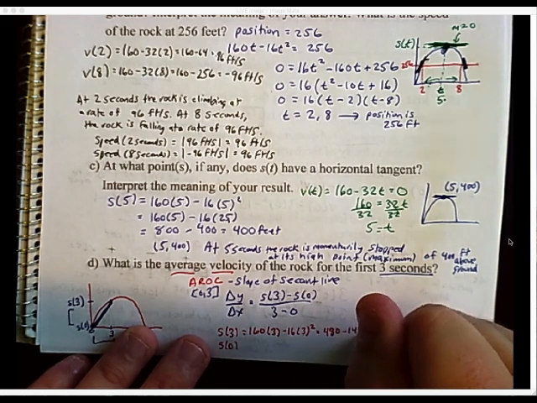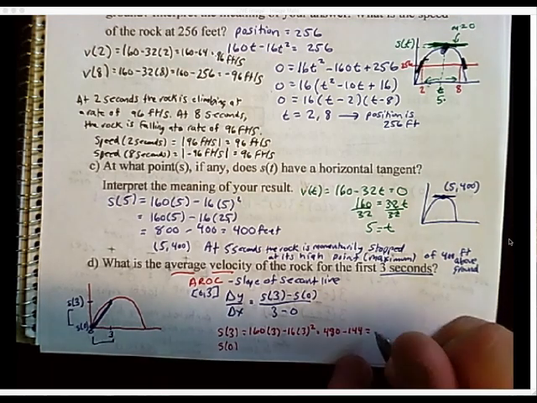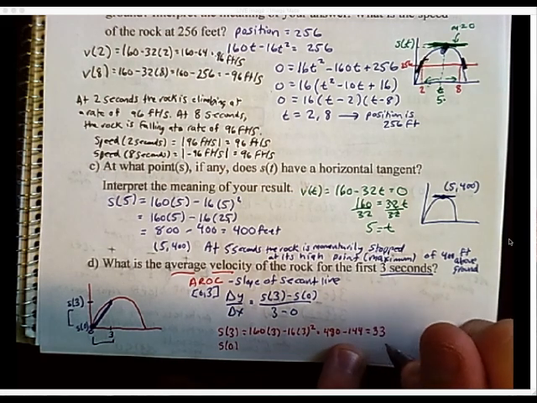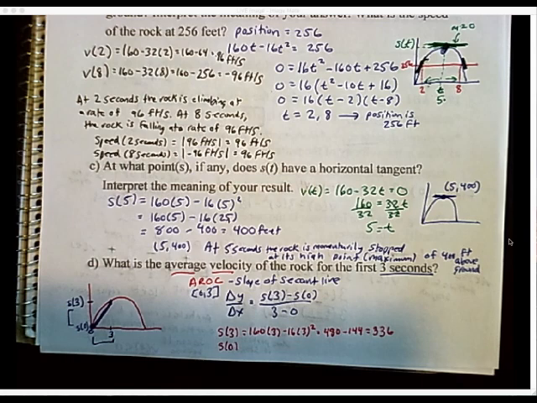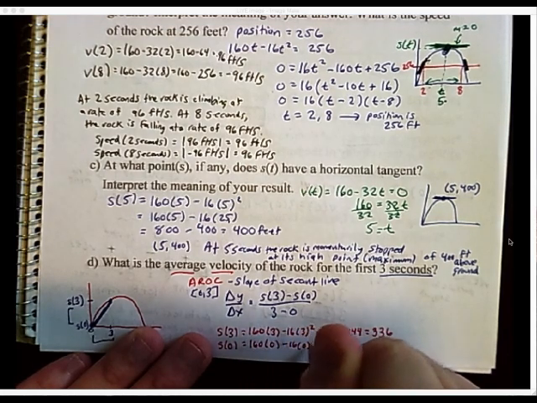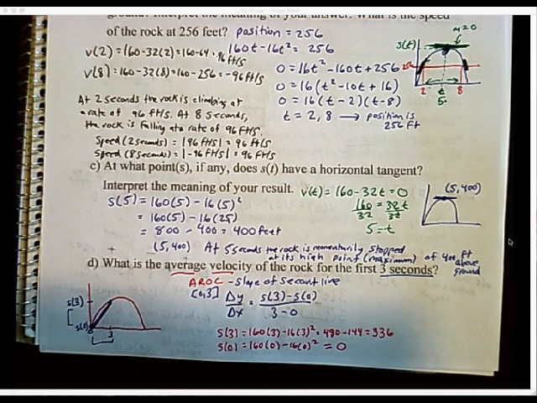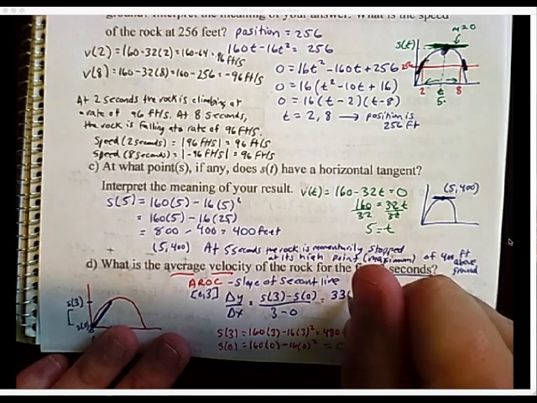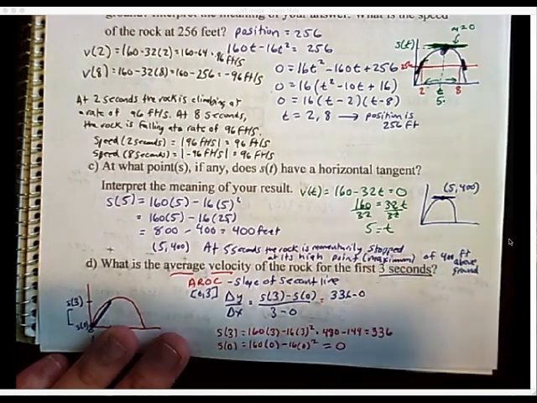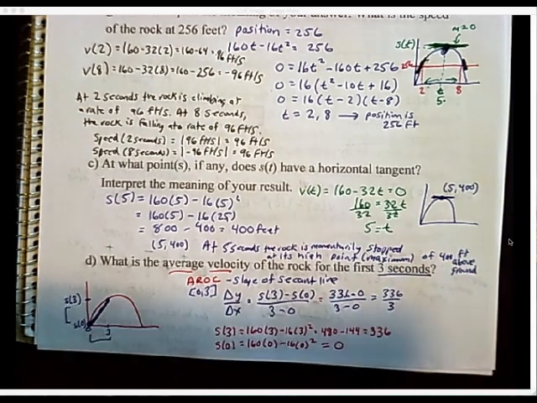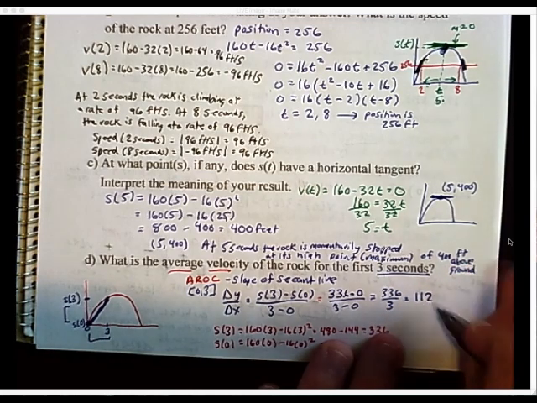All right, if I subtract those, I'm going to get 336, I believe. I did some mental math right, hopefully. And if I do s of 0, 160 times 0 minus 16 times 0 squared, that's just going to come out to 0. Alright, so if I plug these numbers back into the formula here, 336 minus 0 over 3 minus 0, so that's going to be 336 over 3, which is going to come out to 112. Now what are the units?